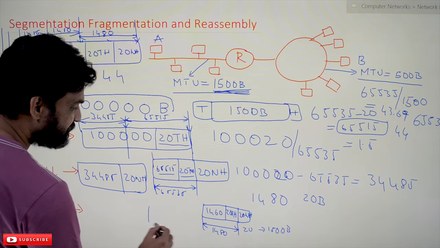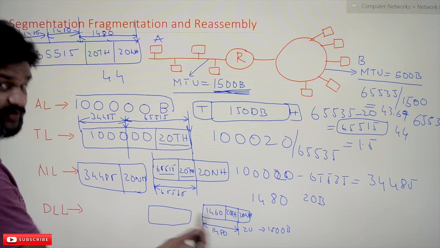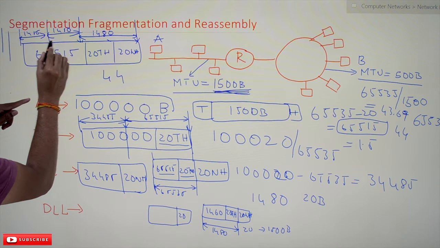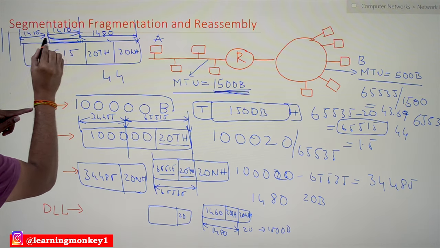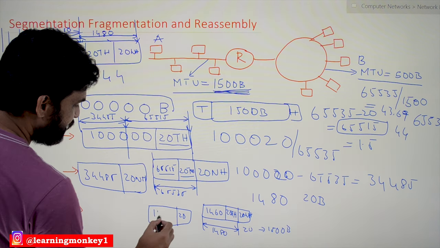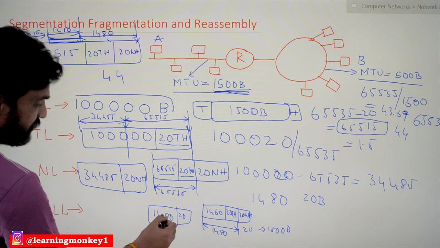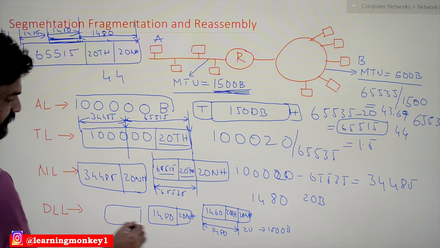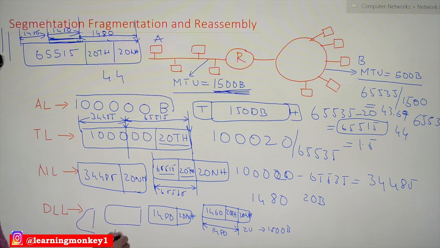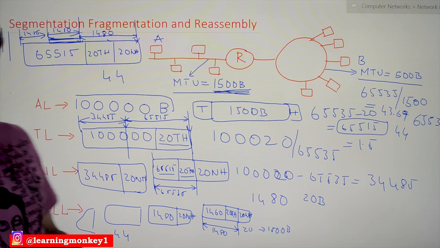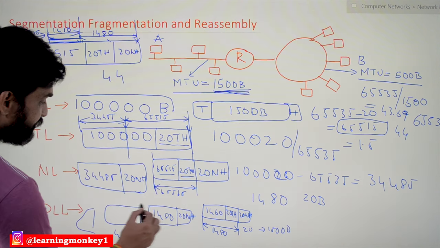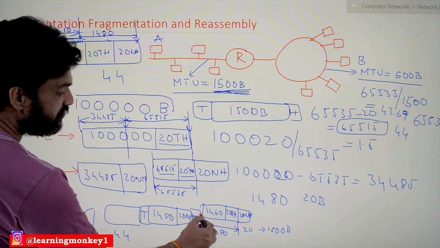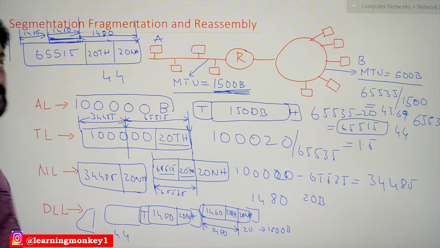So what can be the next piece, next frame? It is going to be the remaining part, this is the actual data part, try to get that, 1480 bytes of actual data, and to this 20 bytes of network header will get added. Similarly the third one, similarly the fourth one, in that way 44 different frames will get added, and to each and every frame the data link layer header and tail will get added.